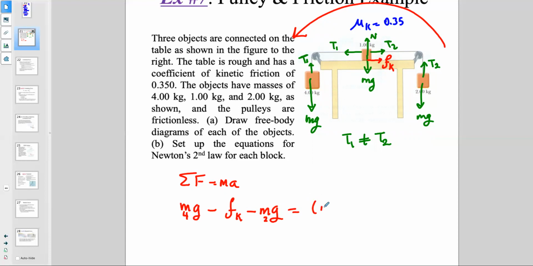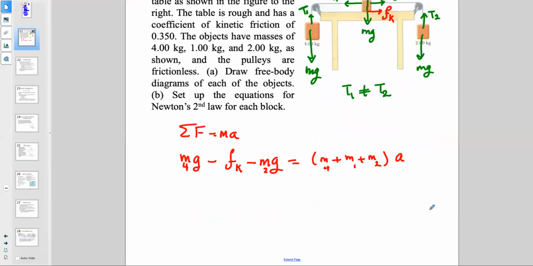Sigma F equals ma, and this is m4 plus m1 plus m2. That's what it is, right? Because they are all moving, so the total m is there, and it's not only one m, it's 3 m's, because we have all the different forces from all of them, so we have to include all the masses here. Now, let's put some numbers here.